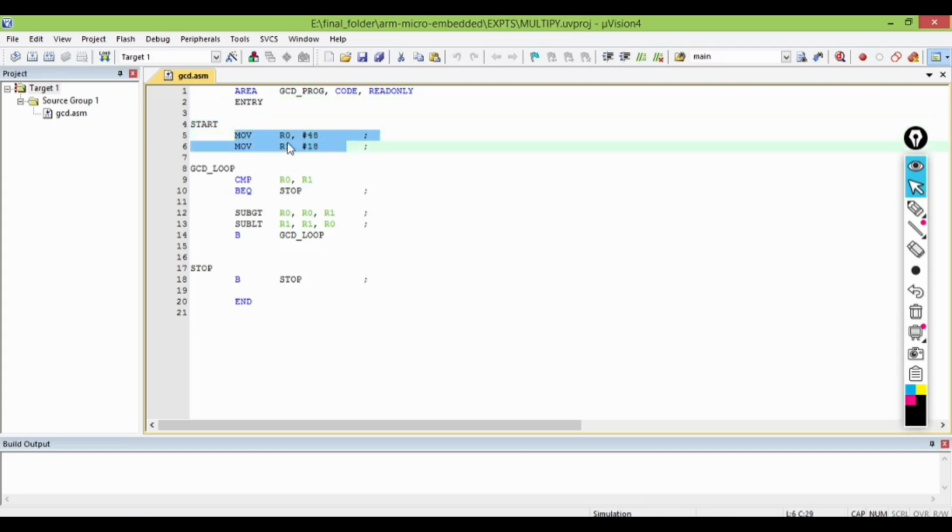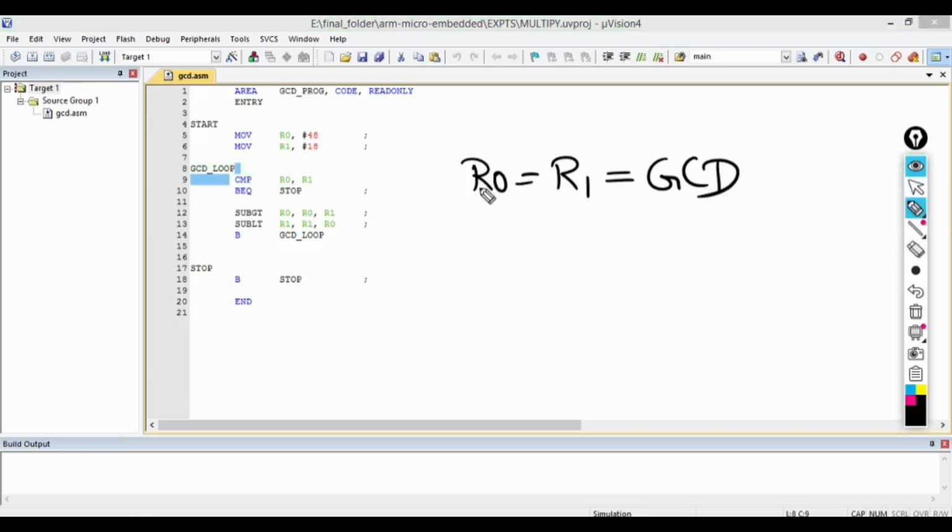The first two instructions load the decimal values 48 and 18 into registers R0 and R1. Here you have to load the numbers whose GCD is to be calculated, and the final result will be stored in both registers R0 and R1. This GCD loop is again a label. In the loop, the first thing that happens is comparison. We compare if R0 and R1 are equal. We do this because if R0 and R1 are equal, that itself is the result we are searching for, so we'll branch to stop.